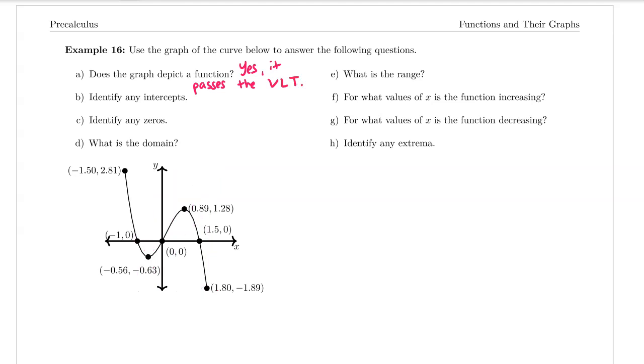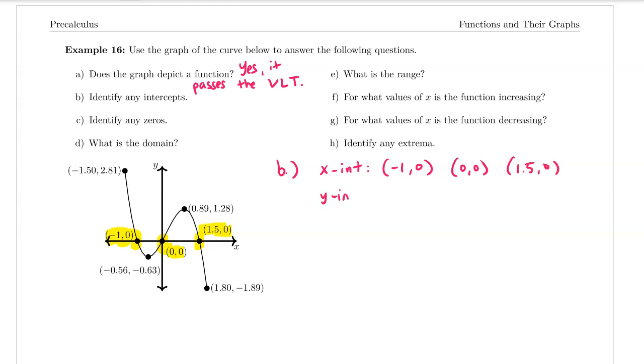Part B says identify any intercepts. So let's go ahead and talk about x-intercepts first. We have one here, we have one here, and we have one here. So our x-intercepts are (-1, 0), (0, 0), and (1.5, 0).